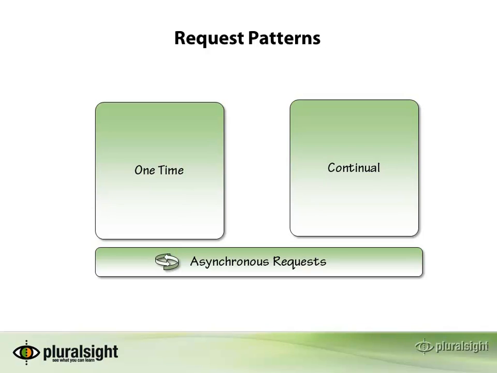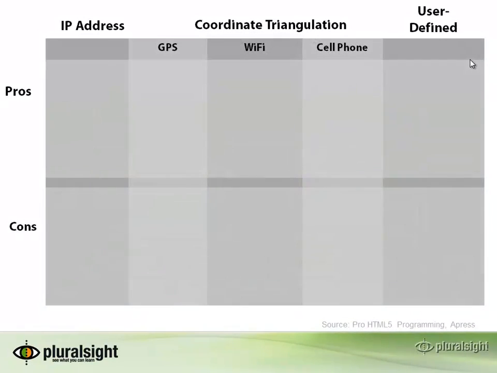But either way, the requests for position go out asynchronously to the browser. So you'll make a call out to request position, some time will elapse, and when you get a response back, then you can do something with that information. Now let's review some of the techniques that are used in order to calculate location information.